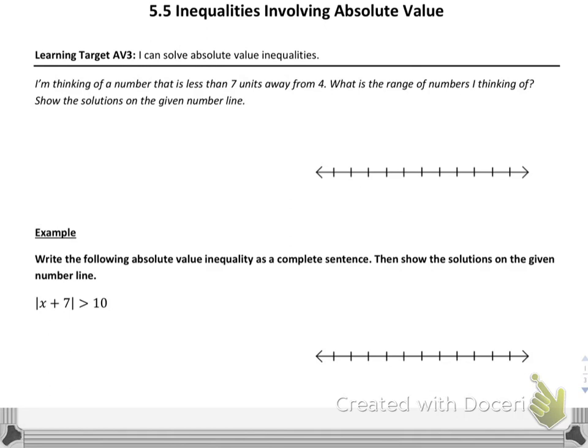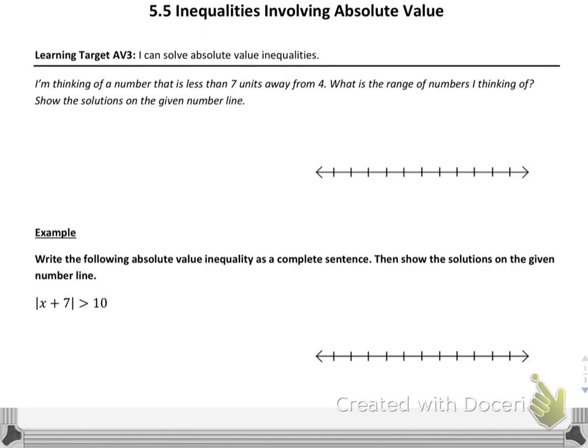So, if we could just start off with a little bit of a riddle. I'm thinking of a number that is less than 7 units away from 4. That's the only clue. What is the range of numbers I'm thinking of? Show the solutions on a given number line.